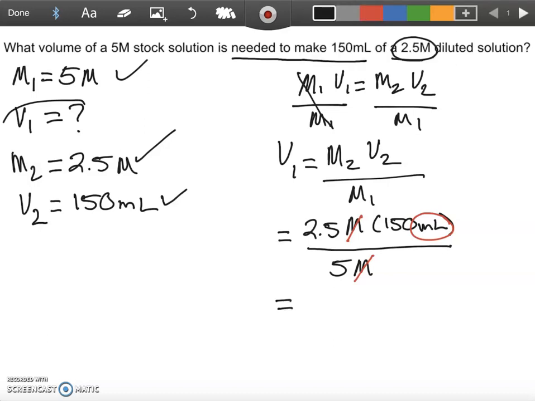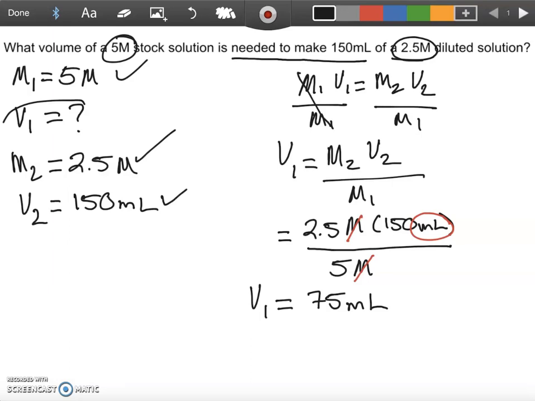Okay, now it's calculator time. We have 2.5 times 150 divided by 5. That comes out to be 75 milliliters. So what this is telling us is that we need to go into the lab and take out 75 milliliters of the stock solution and then add enough water to get it up to the 150 mils, all right?